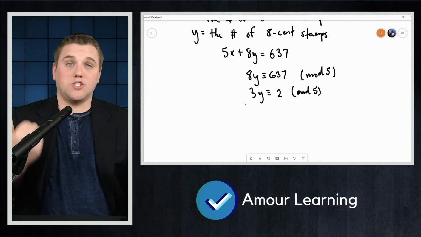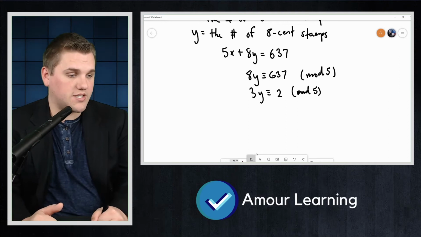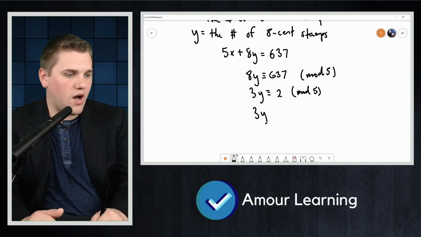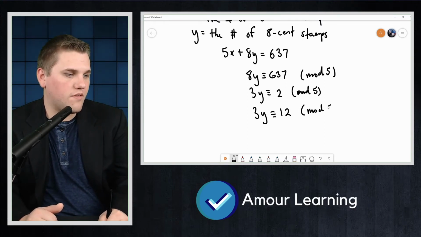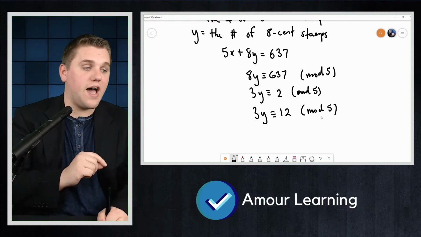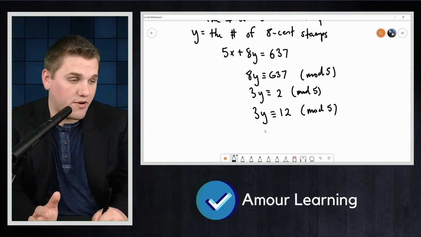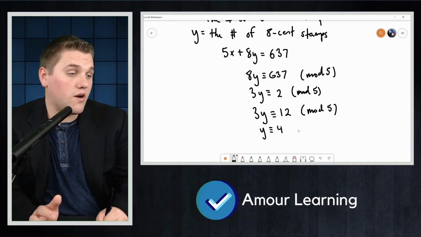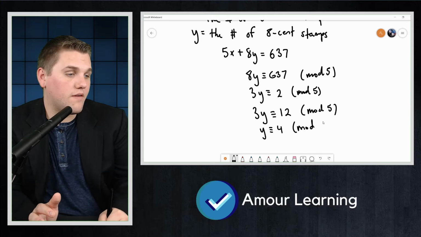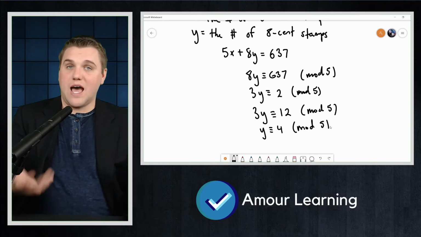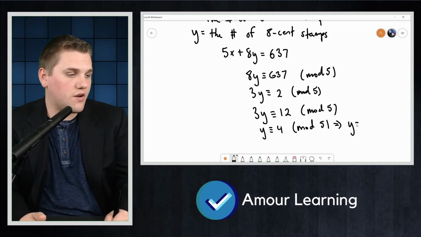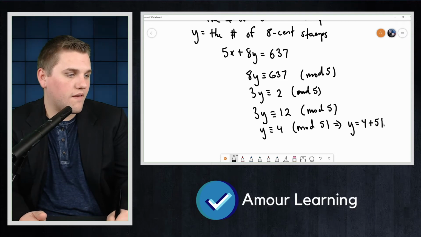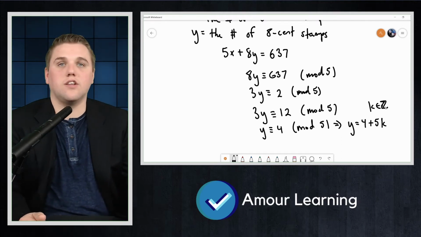Okay, and this can be solved by adding 10 to the right side because 10 is a multiple of 5. And so 3y equals 12 mod 5. And because 3 and 5 are relatively prime, we can divide both sides by 3 to get y equals 4 mod 5. And that means that y equals 4 plus 5k for some integer k. That means k is an integer.